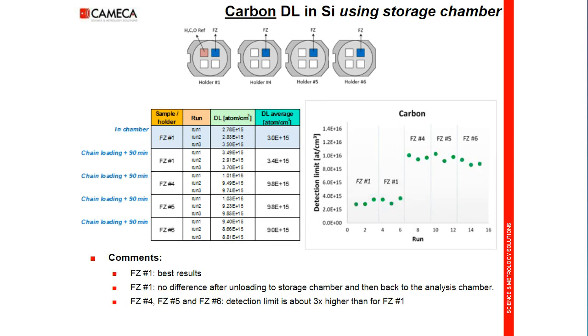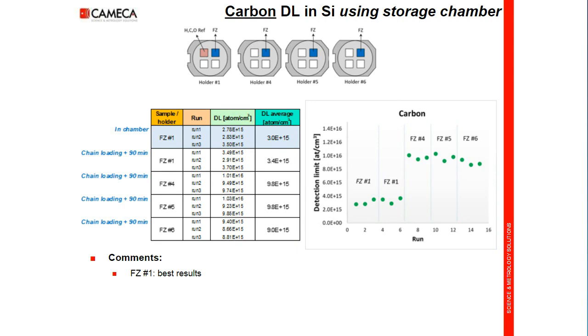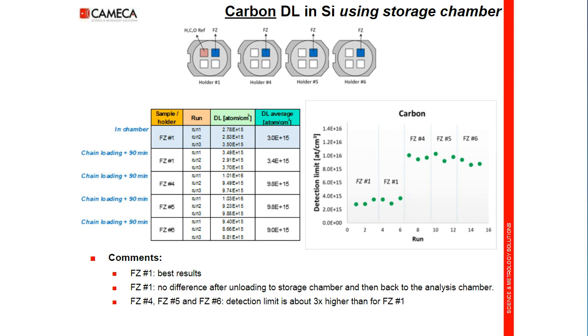For carbon, as for hydrogen, the best results were obtained on float zone 1 in the holder that stayed in the analysis chamber overnight. Again, no difference is observed for float zone 1 for the 2 sets of measurements. Similar results were obtained for float zone 4, 5, and 6. As for hydrogen, the detection limit is about 3 times higher than for float zone 1.